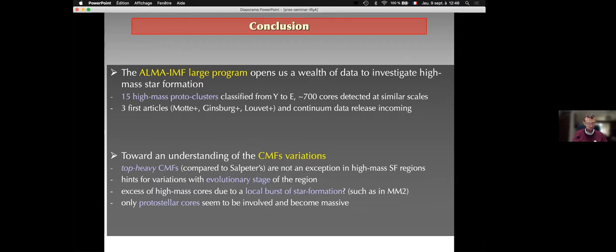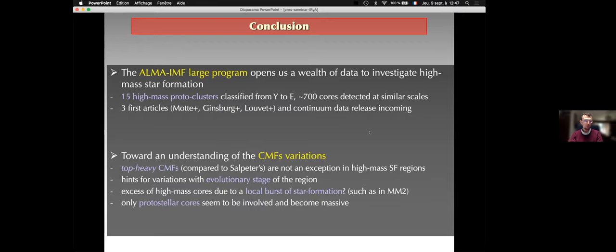First, we can see that top-heavy core mass function compared to Salpeter are not an exception in high mass star forming region. We see them for most of our region. We also found hint of variation with evolutionary stage of the region. We propose that in MM2, the excess of high mass cores could be due to a local burst of star formation. We can also think that the difference between prestellar and protostellar core mass function is because only protostellar cores become massive.